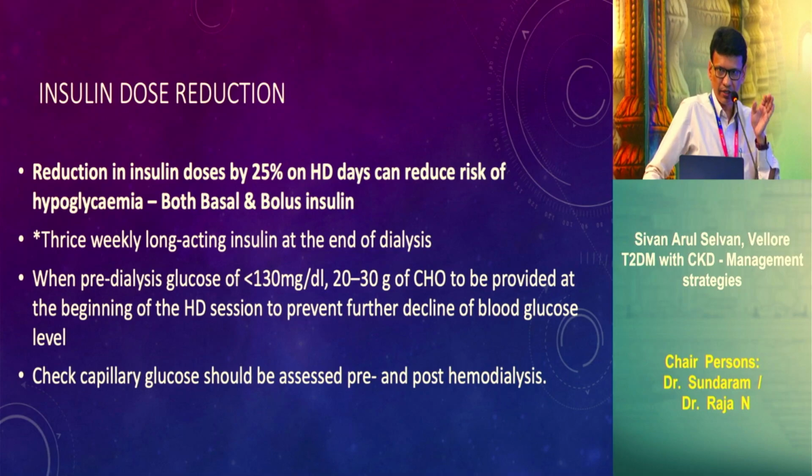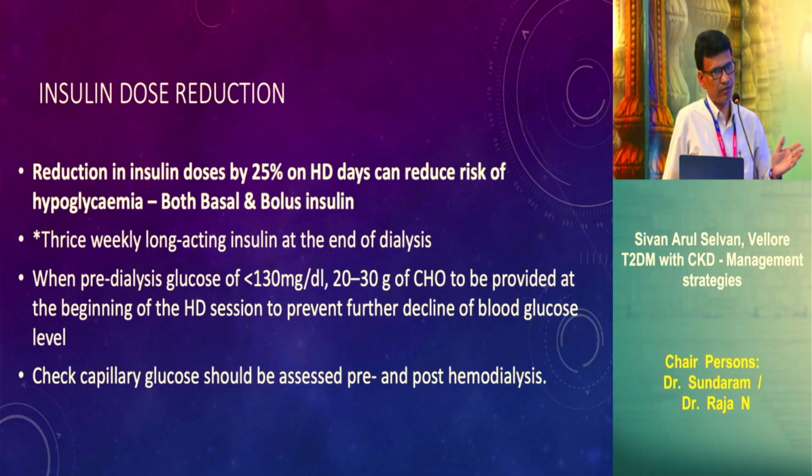That is why you should always reduce the insulin dose on the dialysis days by at least 25%, both the basal and bolus insulin. If the patient is going to have hemodialysis at lunch, reduce the lunch bolus insulin and also the night basal insulin by 25%. Some patients may get away with only once a day basal insulin on non-dialysis days also. And if the pre-dialysis blood glucose is less than 130, it is better to advise the patient to take some carbohydrate to prevent a further fall during dialysis, and always check blood glucose before and after dialysis.